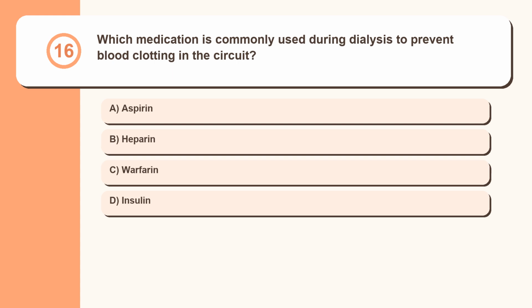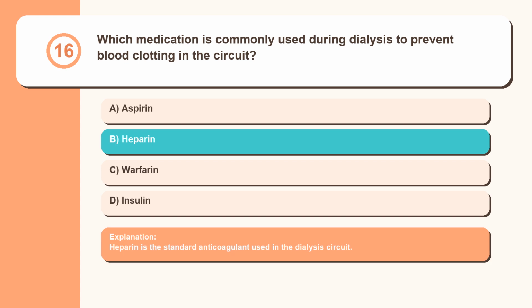Question 16. Which medication is commonly used during dialysis to prevent blood clotting in the circuit? Aspirin, heparin, warfarin, insulin. Heparin is the standard anticoagulant used in the dialysis circuit.